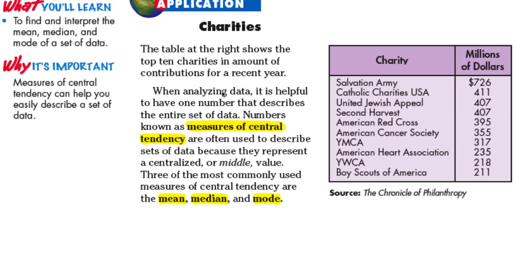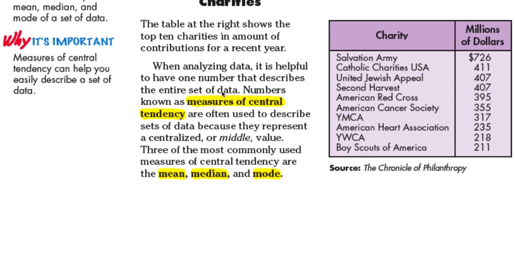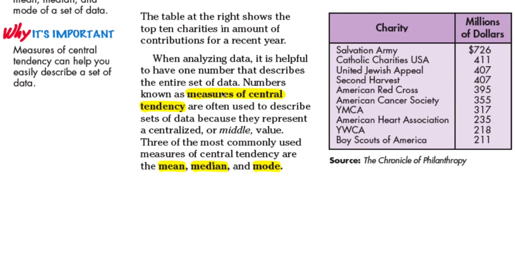The table at the right shows the top 10 charities in amount of contributions in a recent year. When analyzing data, it is helpful to have one number that describes the entire set of data. Numbers known as the measures of central tendency are often used to describe sets of data because they represent the centralized or middle value, thus the word measures of central tendency. Three of the most commonly used measures of central tendency are the mean, median, and the mode.